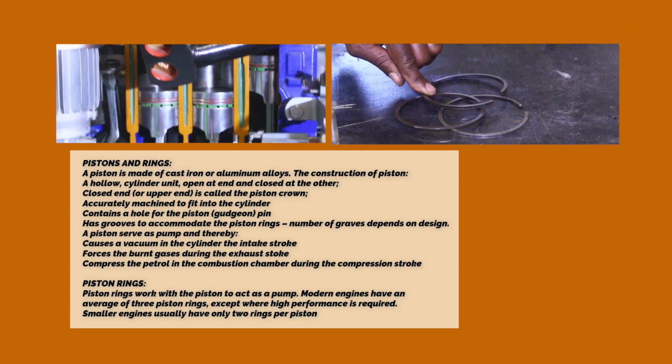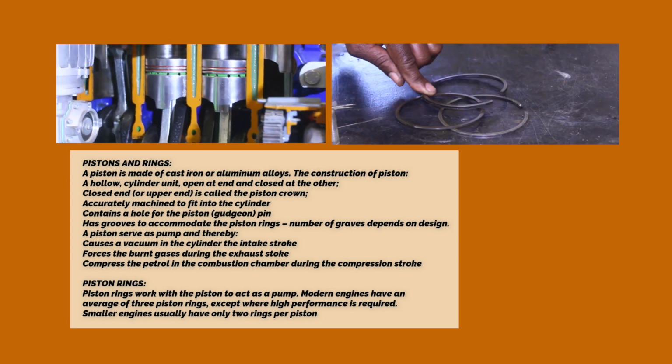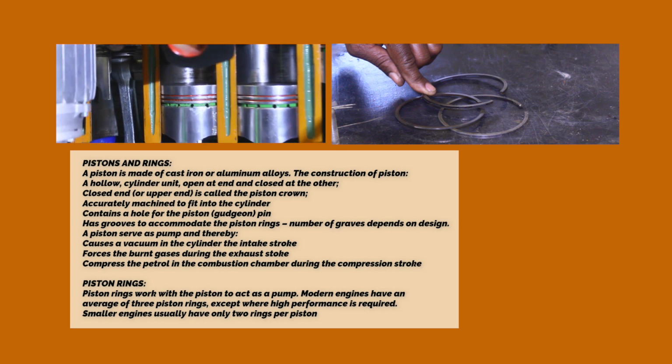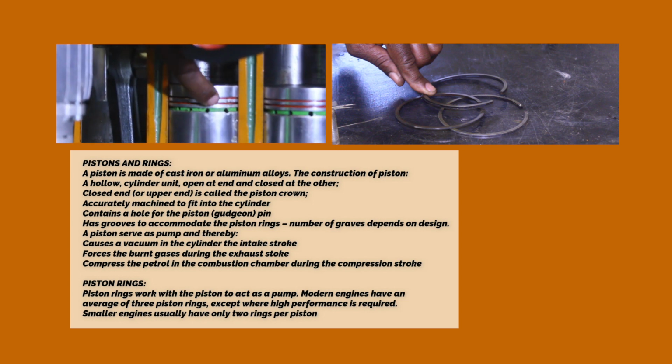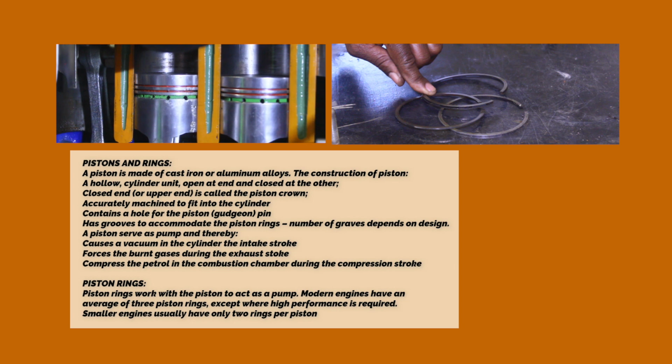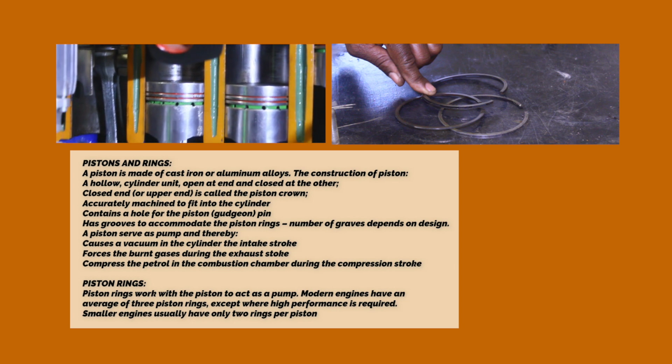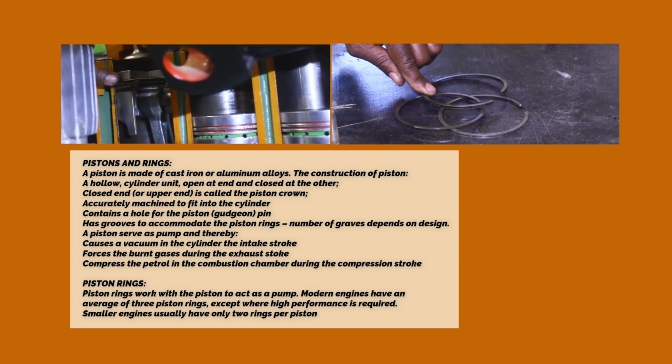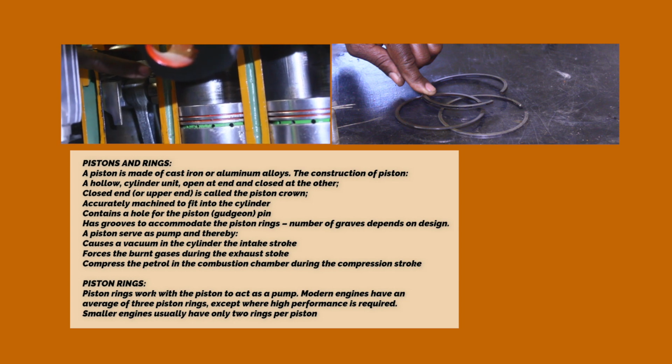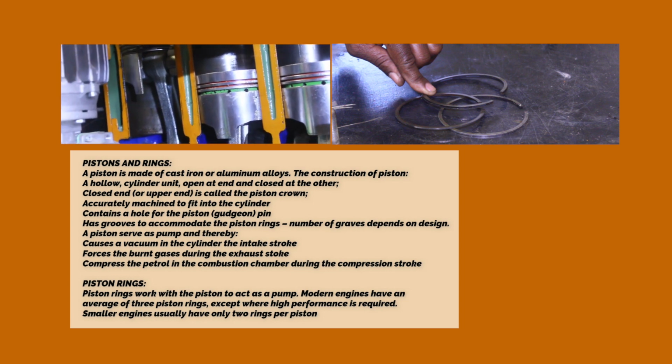Piston rings. Piston rings work with a piston to act as a pump. Modern engines have an average of 3 piston rings, except where high performance is required. Smaller engines usually have only 2 rings per piston.